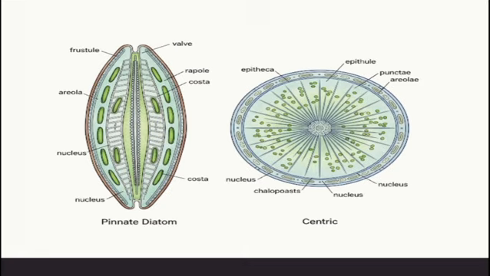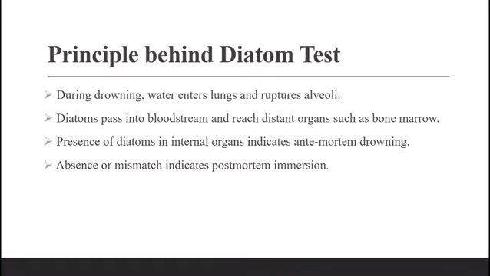Here you can see the picture of a pinnate diatom and a centric diatom with different parts. They have frustule, valve, and nucleus like a normal cell. And yes, these are the structures present here. The chloroplast, as you can see in centric diatoms, is circular. Now let's get into the principle behind diatom test.